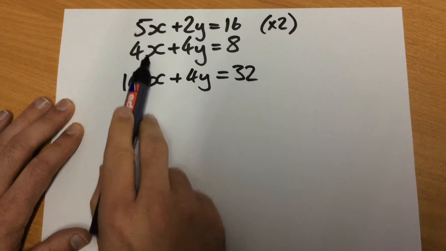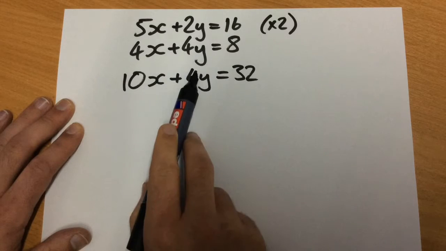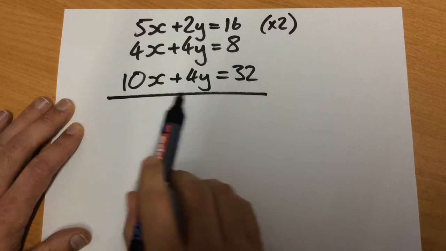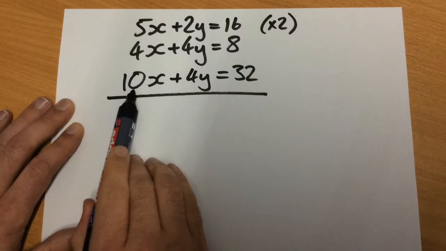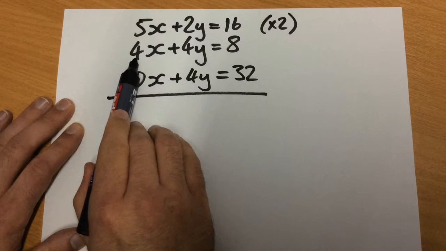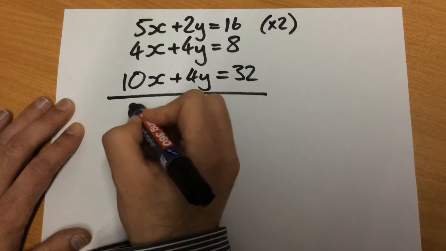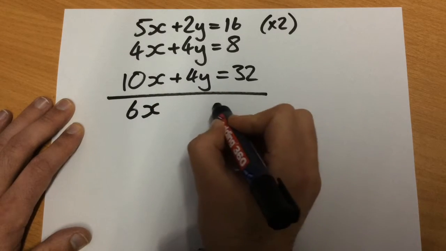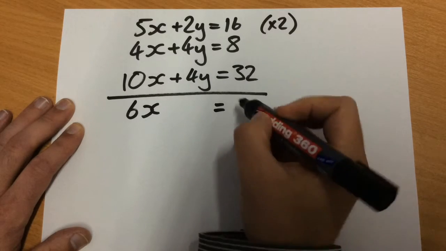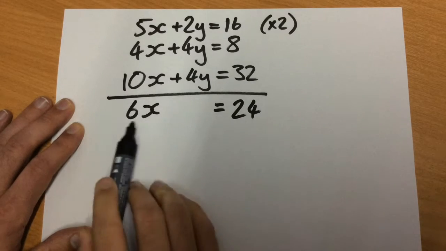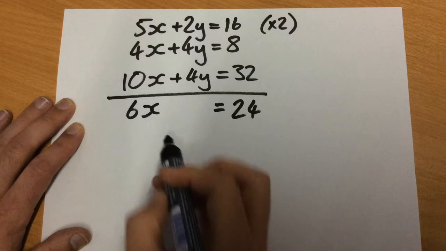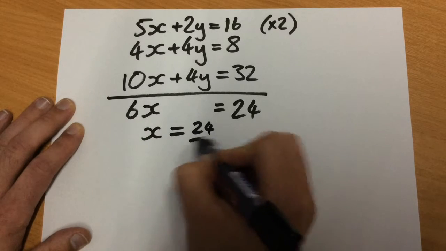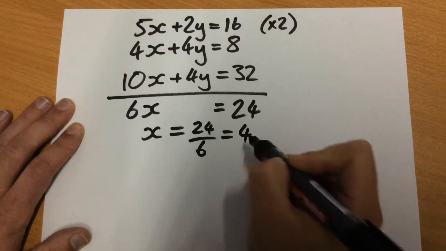I'm now going to take these two equations that both have 4y's in them, and I'm going to work from those two. What I'm going to do here, because the numbers are going to work out nicer, is I'm going to do the bottom line take away this line. So 10x take away 4x is 6x, 4y take away 4y disappears, 32 take away 8 is 24. 6x equals 24. Dividing both sides by 6, I get 24 over 6, which is 4.